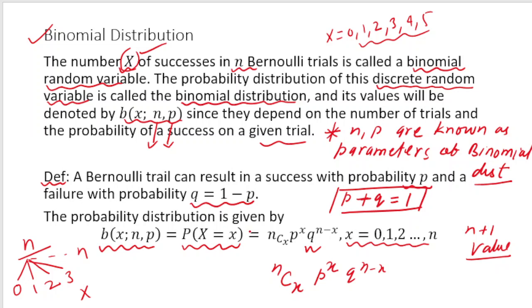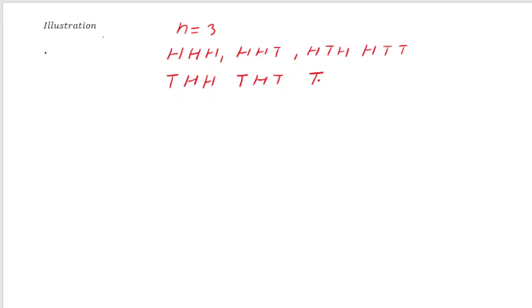Now how this formula is obtained, that can also be explained. And just to explain it, let me take a very small example. Suppose I am taking the same example of tossing a coin. If I am tossing a coin, suppose 3 times, then what are the possible outcomes? The possible outcomes are HHH, HHT, HTH, HTT, and then THH, THT, TTH, and TTT.